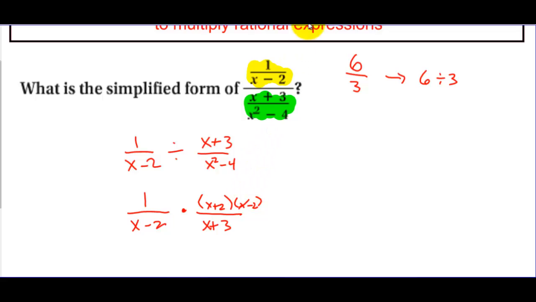Okay, so now I can do a little canceling here. I can say I have an x minus 2 and an x minus 2. And it looks like my final answer to this is just x plus 2 over x plus 3.